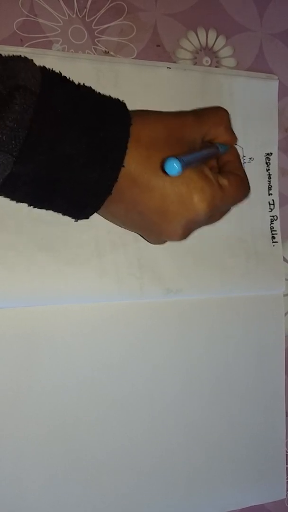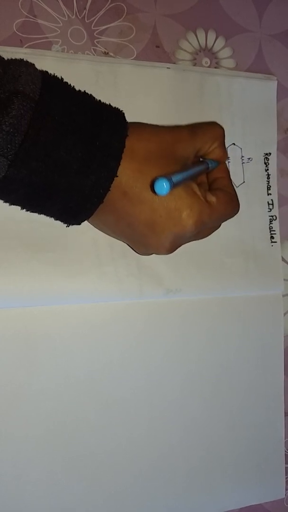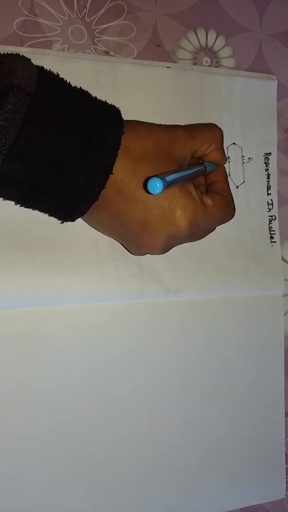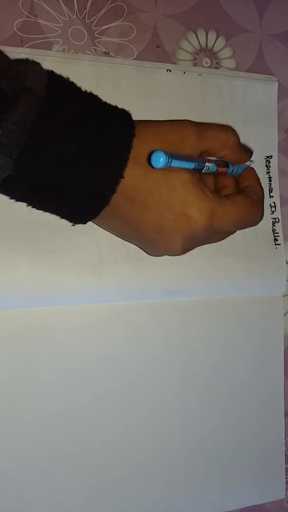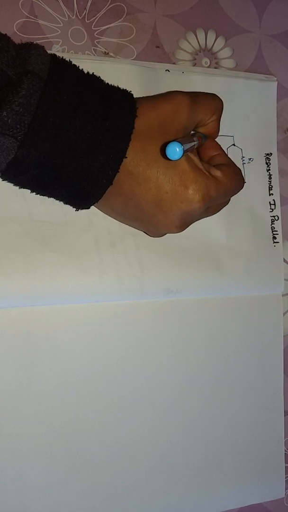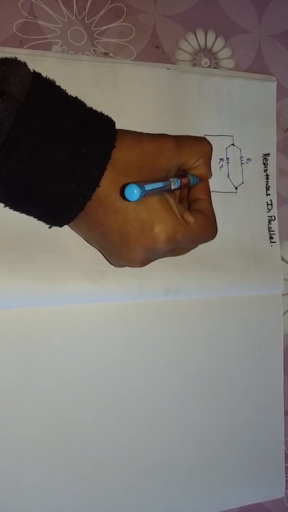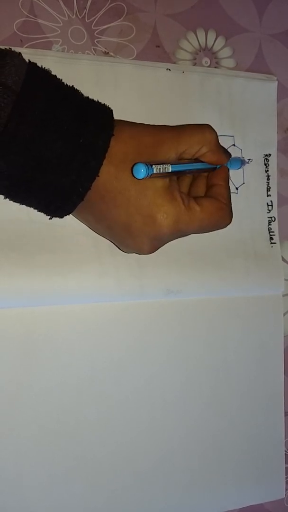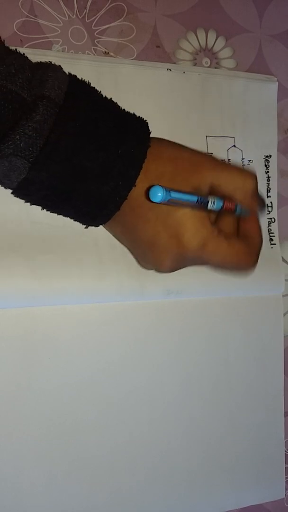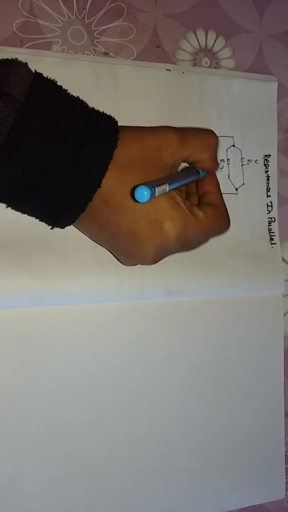Here resistance R1 and resistance R2 are given, which are connected in parallel. Therefore, when we connect this with a battery of V volt, the potential difference across each resistance R1 and R2 is the same, that is V and V.